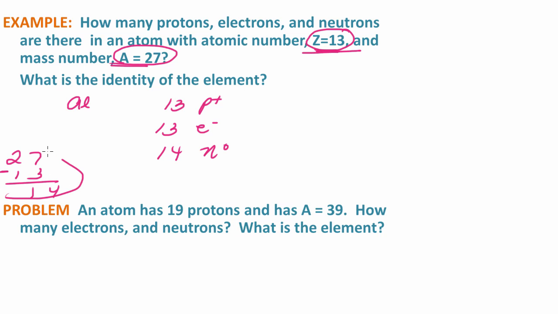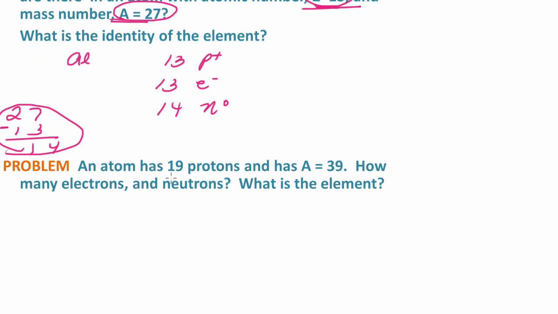So if you're not given A, you cannot determine the number of neutrons. You cannot determine that from the periodic table. Here's one here. An atom has 19 protons and A is 39. How many electrons and neutrons? What is the element? Let's go see what the element is first.